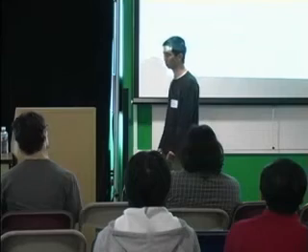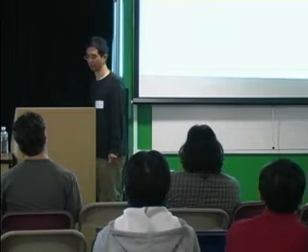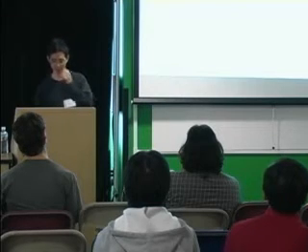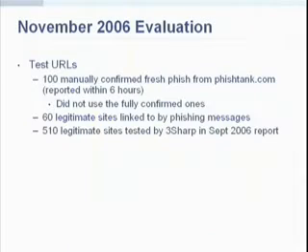In fact, I believe the Google toolbar uses the Fishtank feed. We also had 60 legitimate sites that were linked to by phishing messages. We kept those to see how bad some of the toolbars were at misidentifying legitimate websites as illegitimate. Those are false positives. And we also had 510 legitimate sites that were tested by another company called 3Sharp in a September 2006 report.